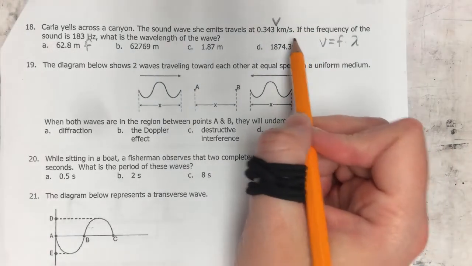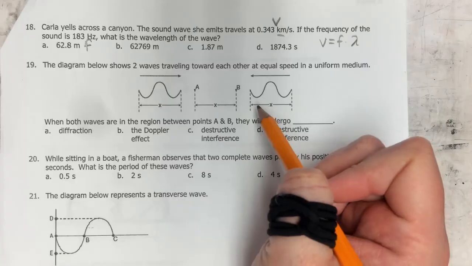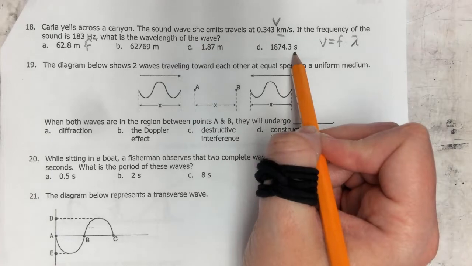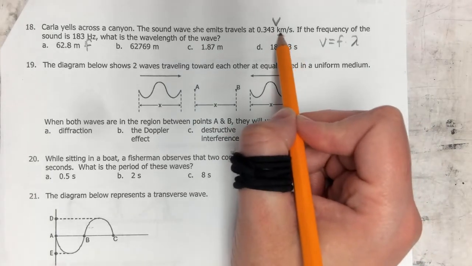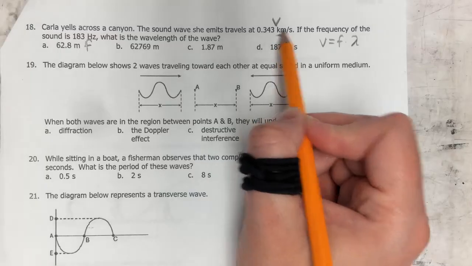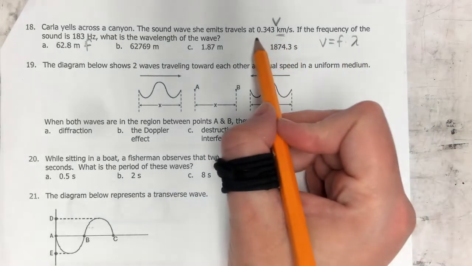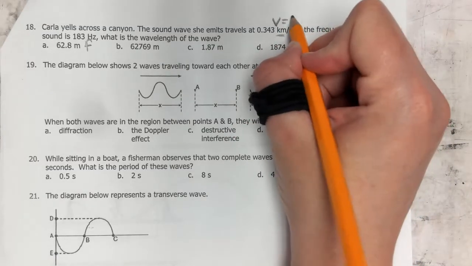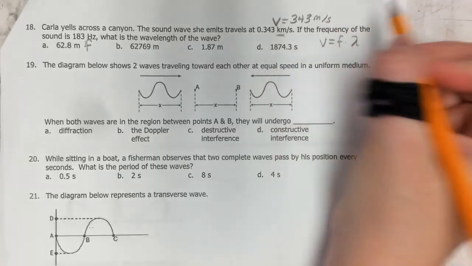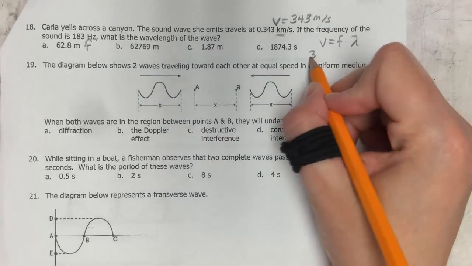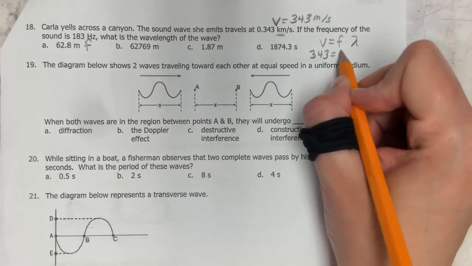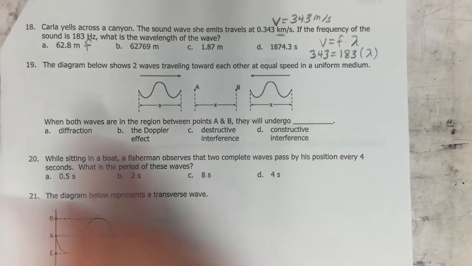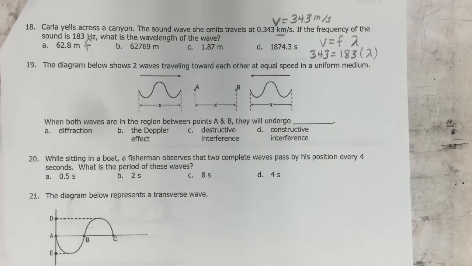The problem is I am not going to want kilometers in my answer here because all of my answer choices are in meters, except for that one, which probably isn't right unless I have the wrong unit in there. We need to convert this into meters. There are 1,000 meters in a kilometer. So we're just going to multiply this number by 1,000, and we're going to get 343 meters per second. If we plug into the equation, we'd have 343 equals my frequency 183 hertz times the wavelength. If I want to solve for lambda, I need to isolate the variable, which means I need to divide both sides by 183.